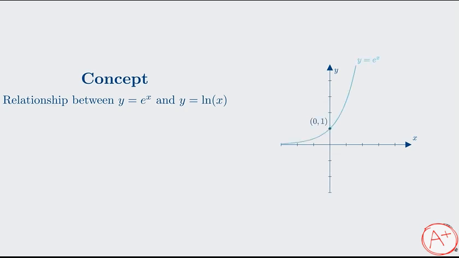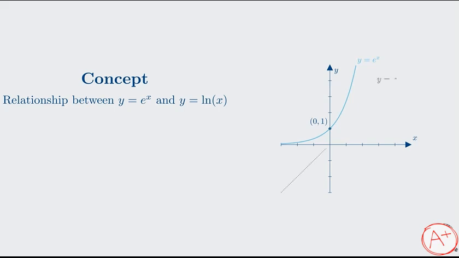Because logarithms are the inverse of exponential functions, their graphs share a very specific geometric relationship. Notice the graph of y equals e^x in blue. It passes through the y-intercept at (0, 1) and grows rapidly. Now, observe the dashed line y equals x.